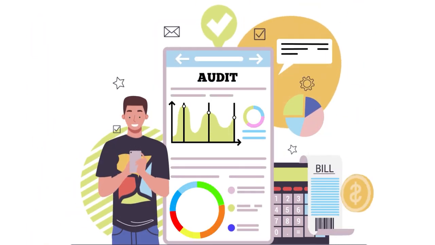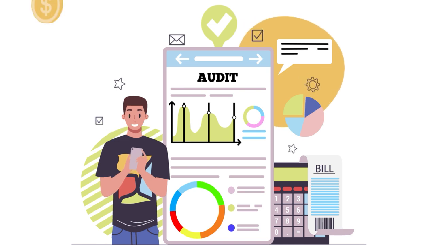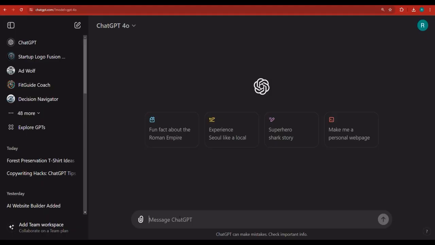So let's say you're creating a course about digital marketing. You want to create a trailer for it. You just don't know how to do that. You can go to ChatGPT. You can say, I have created an online course about digital marketing.